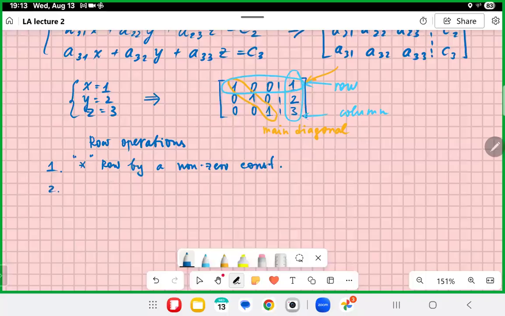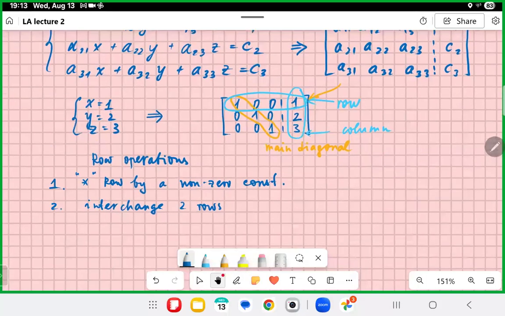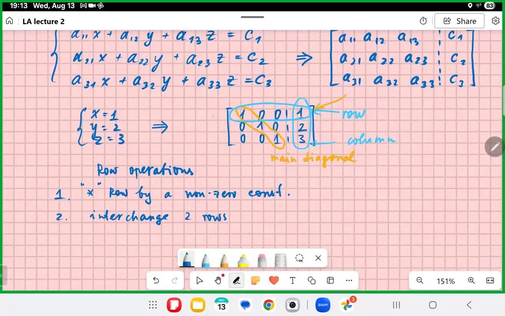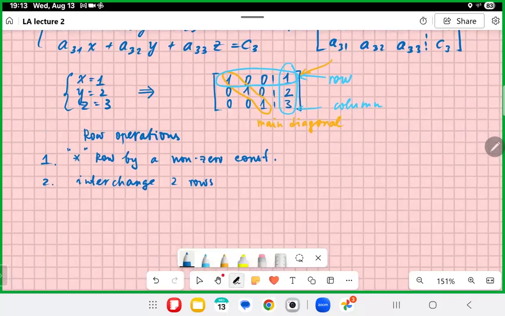Second operation, what we can do? Interchange two equations or interchange two rows. For example, we can interchange row number 1 and row number 3. Put row number 3 on top, row number 1 on the bottom. For a system of equations, it's just like you put the first equation as the last one and the last as the first one, which is not going to change our solution, right?